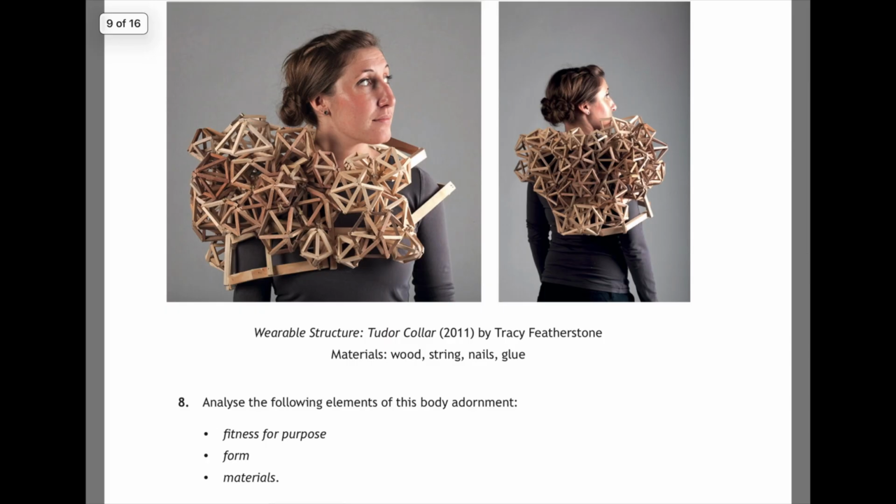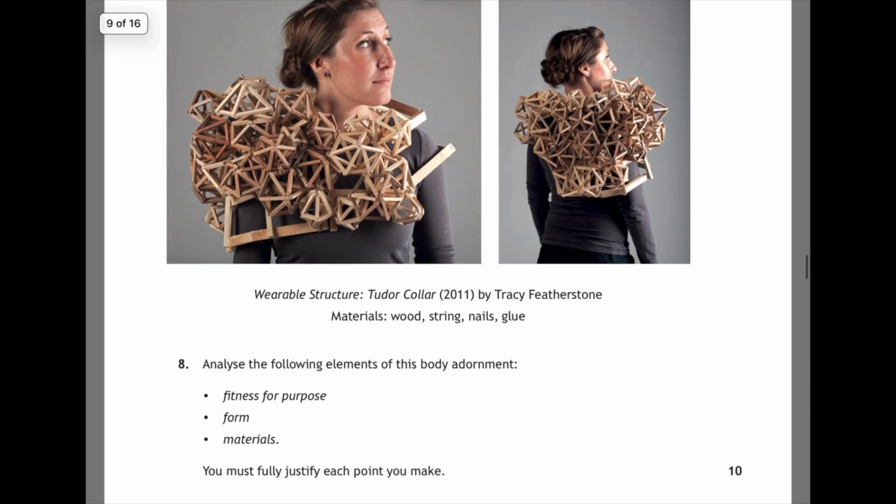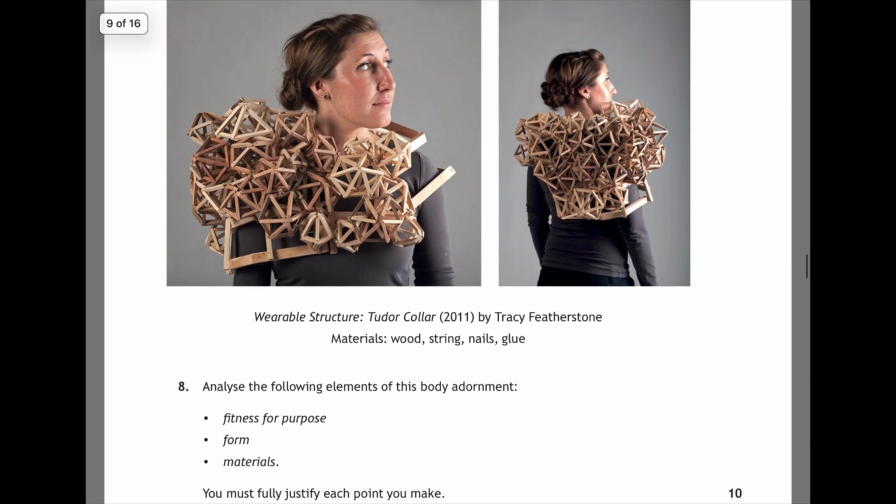And lastly, we have been asked about materials. Now, obviously, beneath the picture, we can see that the materials are wood, string, nails, and glue. If you just tell the marker that that's what it's made of, that's fantastic, but you need to explain what kind of impact these materials might have. So these materials that have been listed are quite inexpensive, and they're very available. You could buy them in a lot of different places.